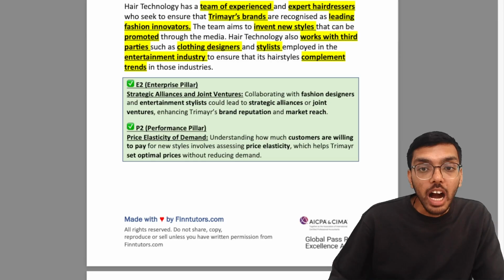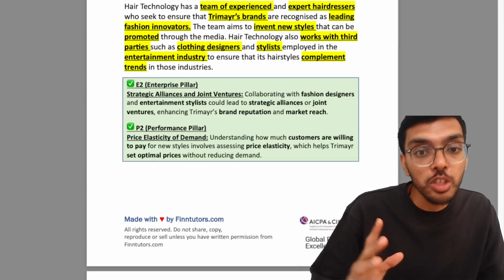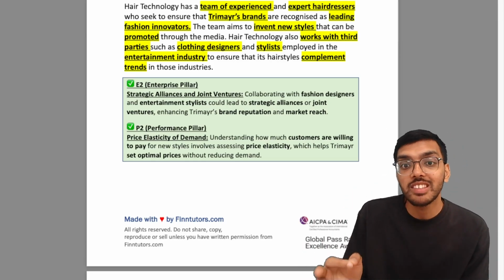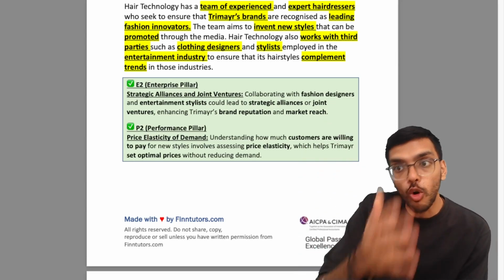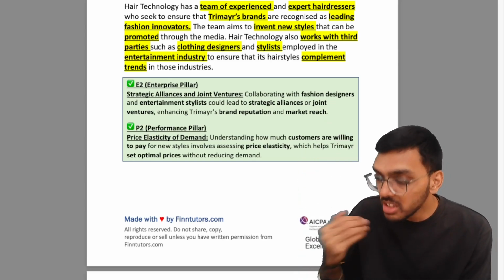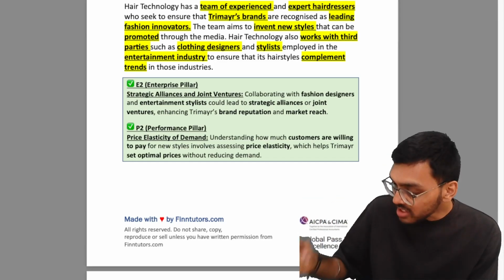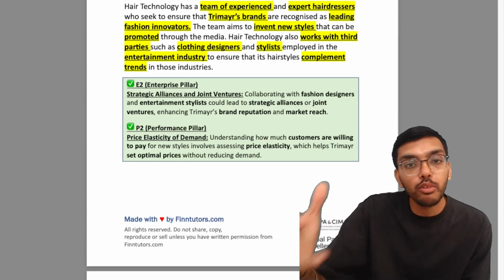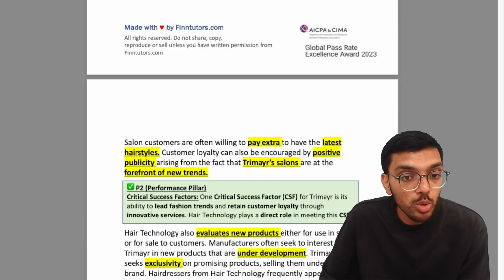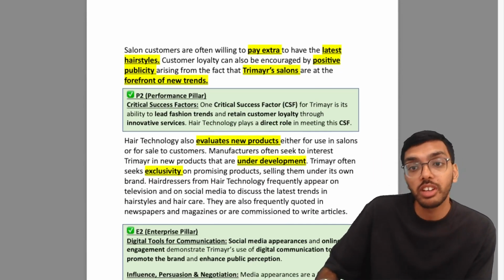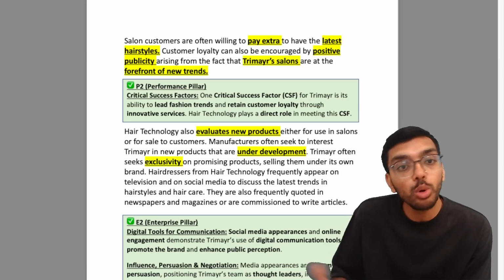So understanding how much customers are willing to pay for this new style is also assessing price elasticity. You have all of this data. With this data, you can assess if customers will be willing to pay extra for these new styles, for these new joint ventures, for these new business directions that you are looking to take.